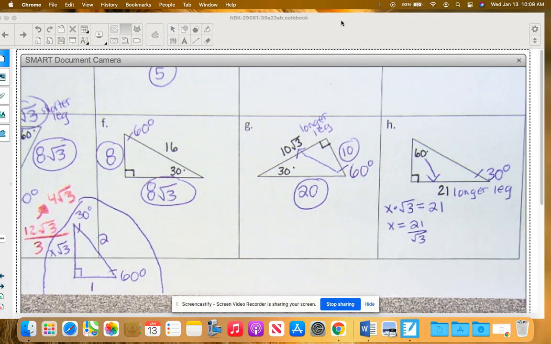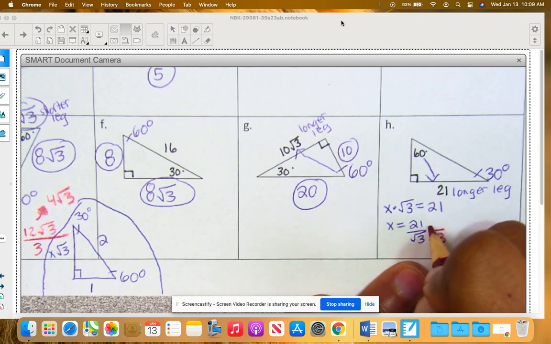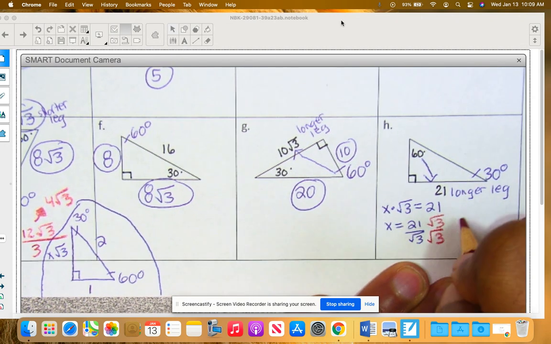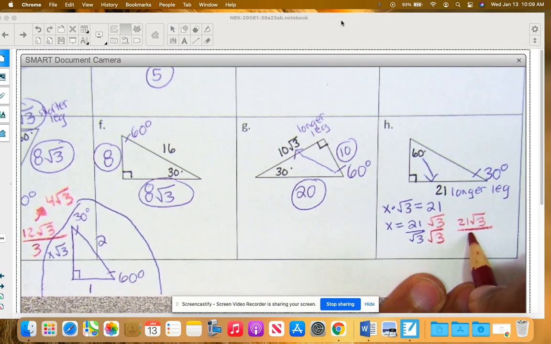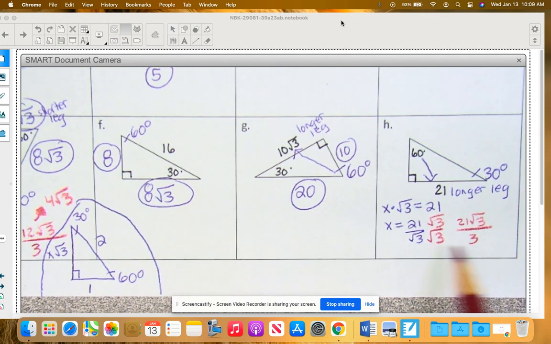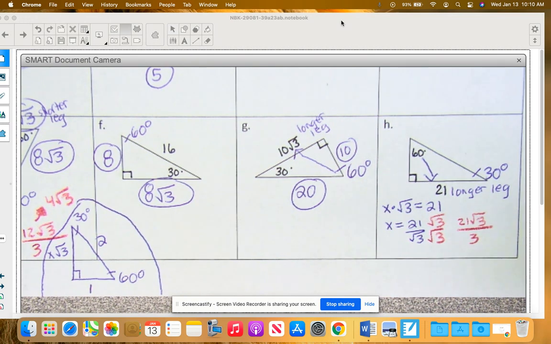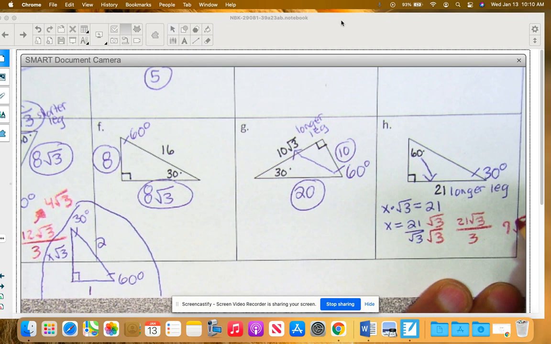You can't have a square root in the bottom, so I'm going to multiply both the bottom and the top by the square root of 3. That's going to give me 21 square roots of 3. The square root of 3 times the square root of 3 is the square root of 9, and the square root of 9 is 3. So all it does is cancel out. So the square root of 3 times the square root of 3 is just 3 because your square roots cancel out. And 21 divided by 3 is 7. So this is now the length of my shorter leg.